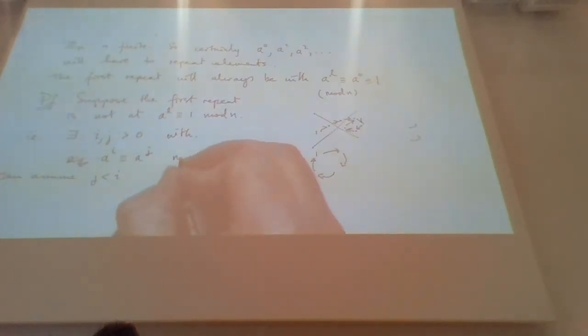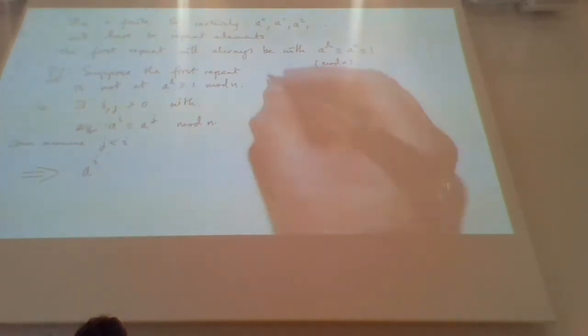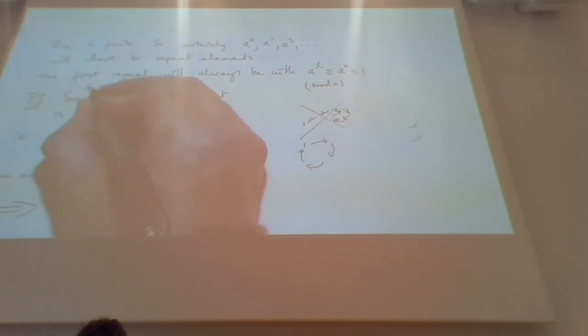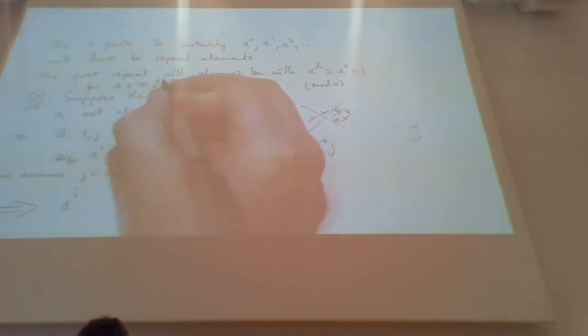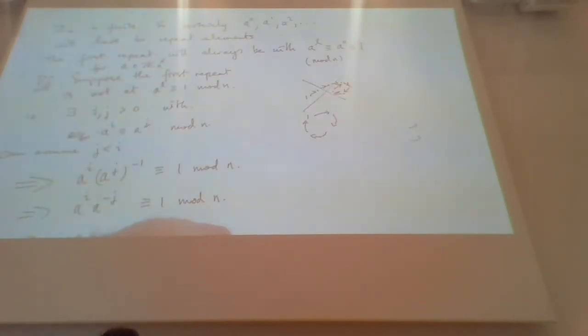Well, what can we get from this? In all of this, we do need to know that a is actually an element from the multiplicative group, so a does have a multiplicative inverse, because to do this proof I need to use the inverse. So we multiply both sides by the inverse of a to the power j, which is just a to the power minus j. But that implies that I've got a to the power i minus j congruent to 1 mod n.